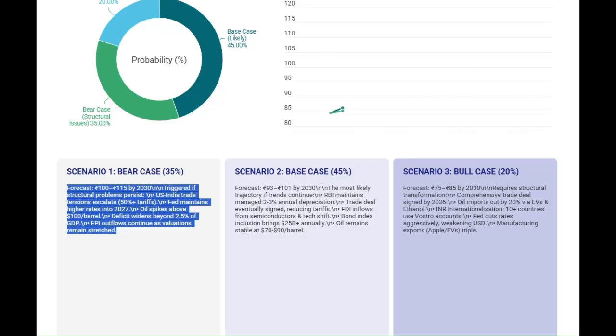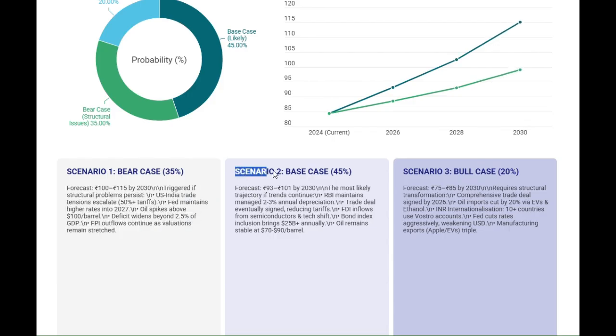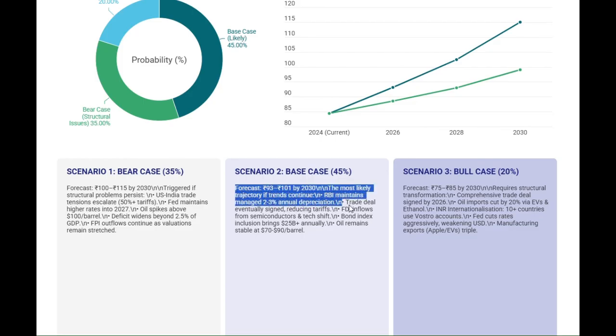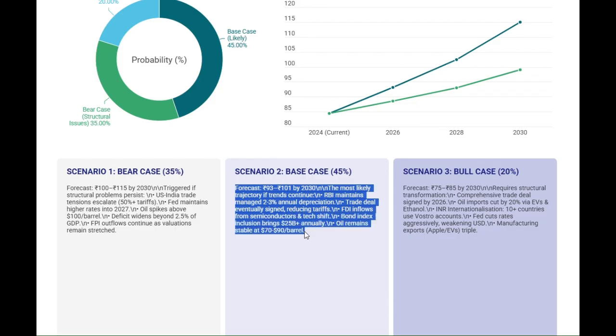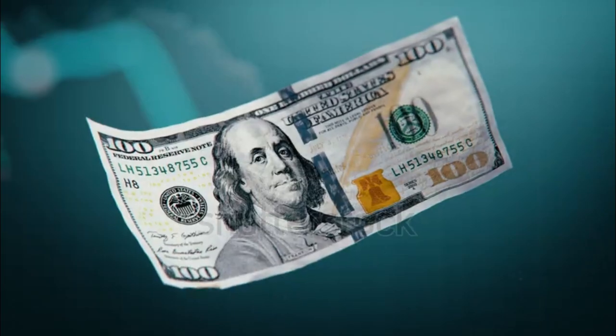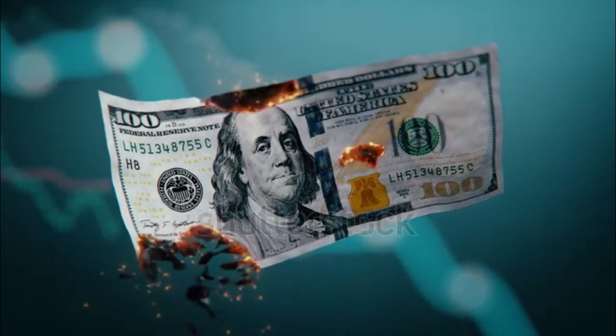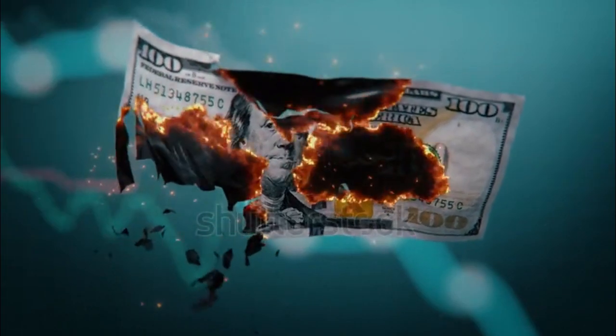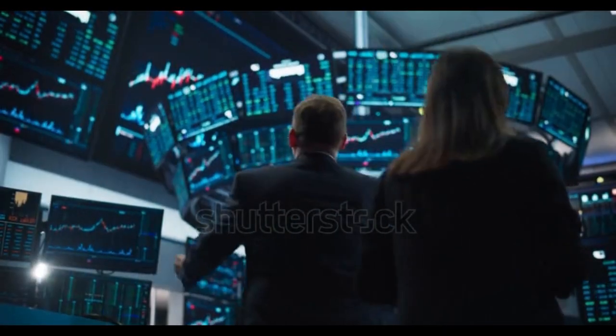Scenario 2, the base case, 93 to 101 rupees by 2030, probability 45%, the most likely trajectory. This scenario unfolds if current trends continue moderately. The RBI maintains managed depreciation of 2 to 3% per year, consistent with the inflation differential. A US-India trade deal is eventually signed, reducing tariff pressure.